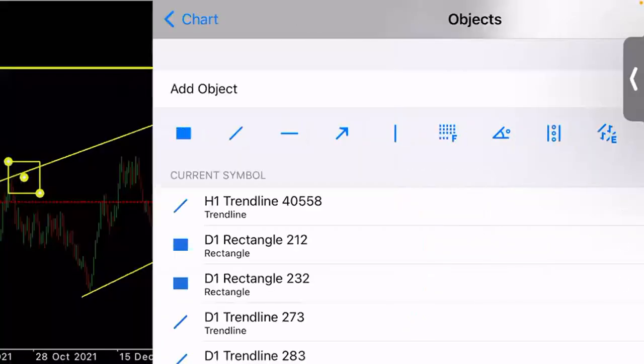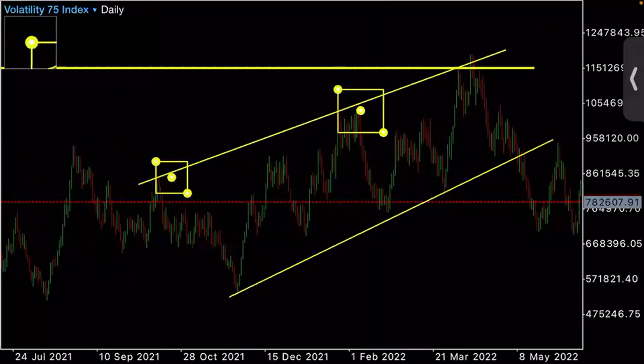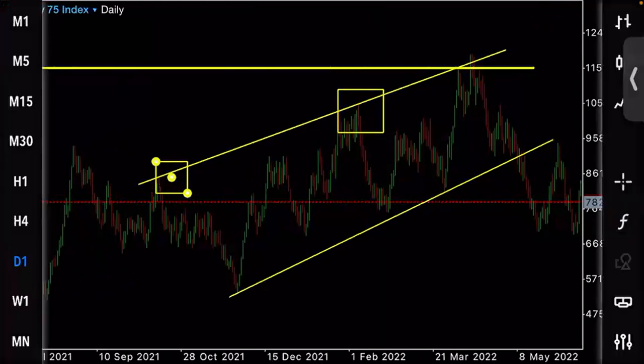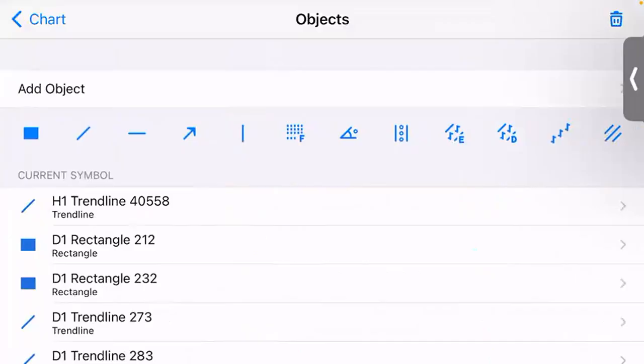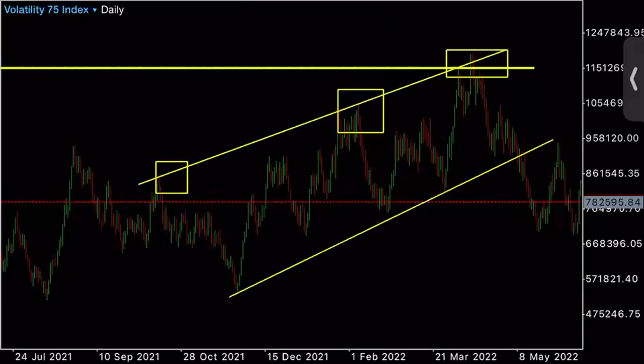We can see that on this pattern, we are having the first touch there, the second touch of our pattern there, and the third touch of our pattern there. If you trade patterns, you know that the third touch has the highest probability of playing out. So, guys, I will end here.